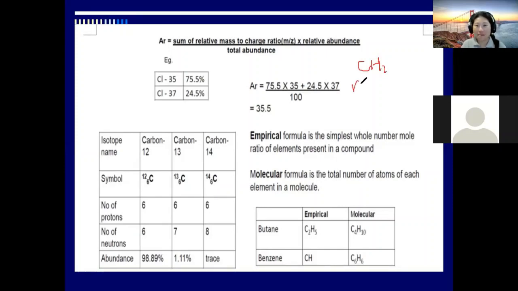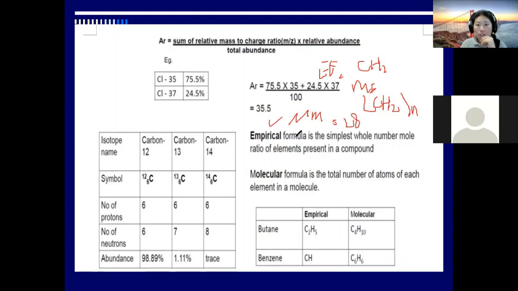And then I will have to say my molecular formula must be bracket CH2 bracket N. So if the empirical formula is CH2, then my molecular formula must be (CH2)n. Okay, so when I want you to write the relative molecular mass, if you are given some value, for example 28.